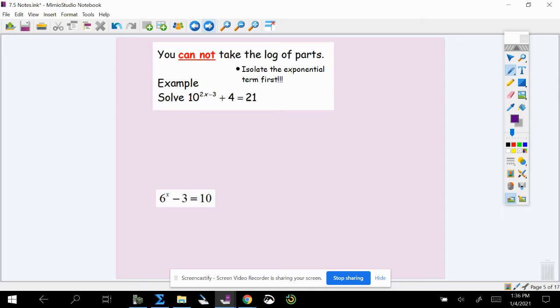You can't take logs of individual parts. I've had students say, well, I'm just going to take the log of every single thing here. You can't do that. You have to isolate the exponential first. So what I mean by that is you have to subtract 4 first. So you get 10 to the 2x minus 3 equals 17.